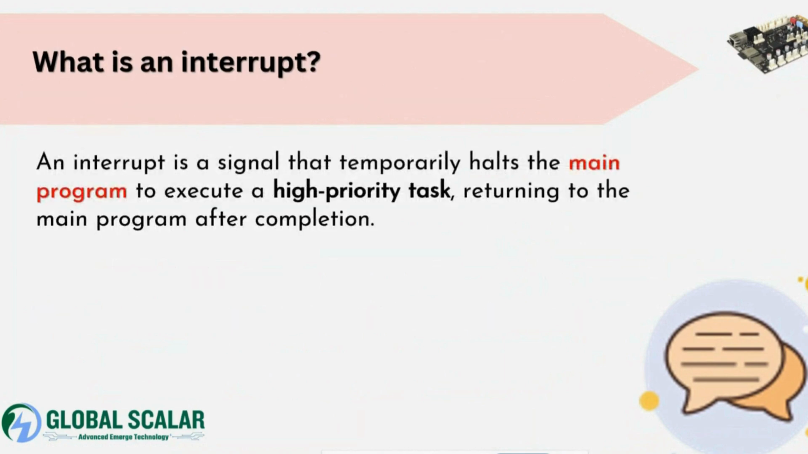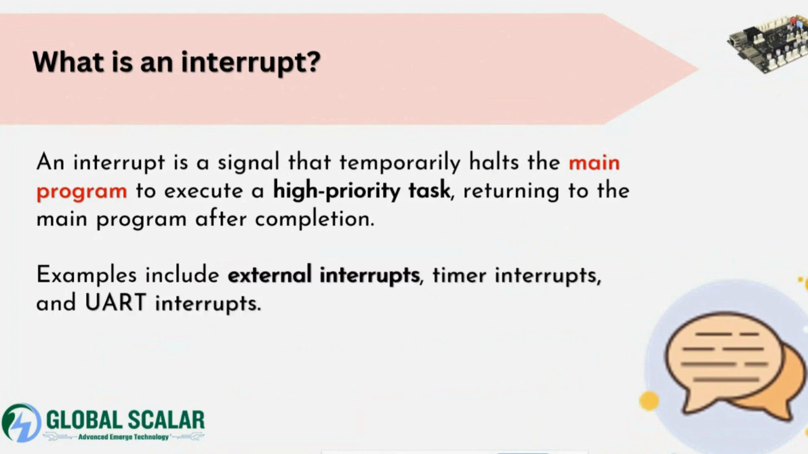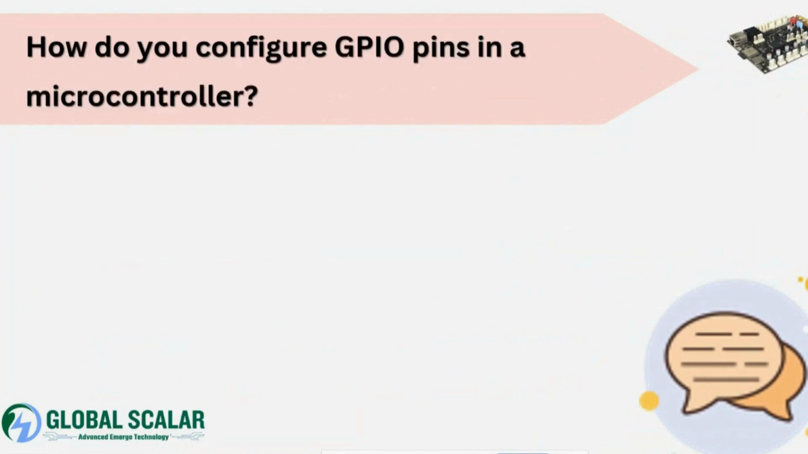What is an interrupt? An interrupt is nothing but a temporary halt of the main program during execution. The interrupt will be taken at a higher priority, and once it is completed, it will return to the main task. Mainly, interrupts can be external interrupts or internal interrupts, depending on how they are configured in the hardware or program.